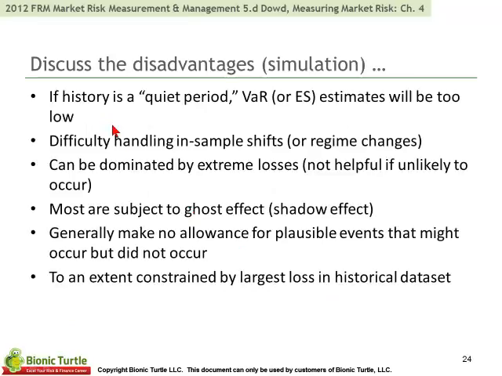And the disadvantages are, if the history is a quiet period, the VAR estimates will be too low, difficulty of handling in-sample shifts, can be dominated by extreme losses, most are subject to ghost effect, generally makes no allowance for plausible events that might occur but did not occur, and to an extent constrained by large losses in the dataset.